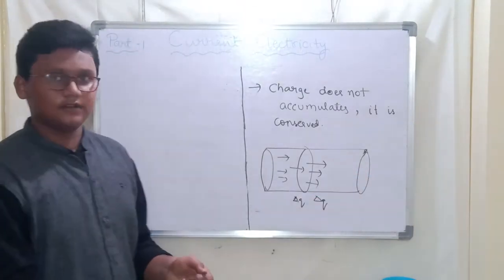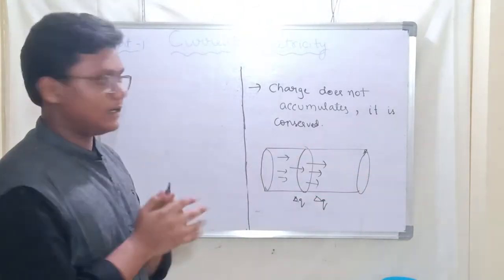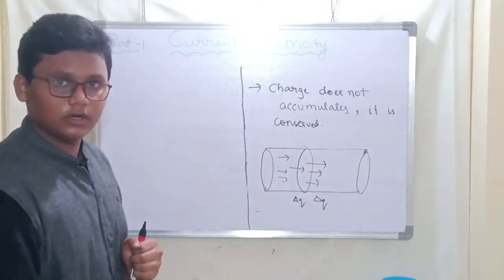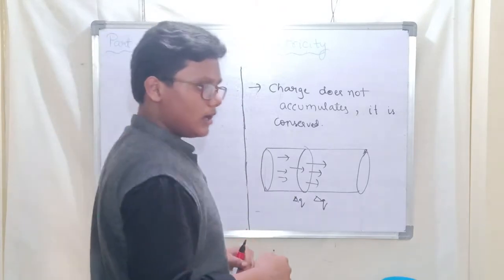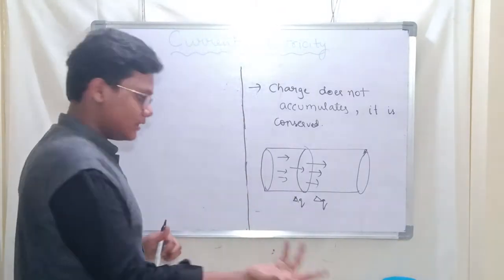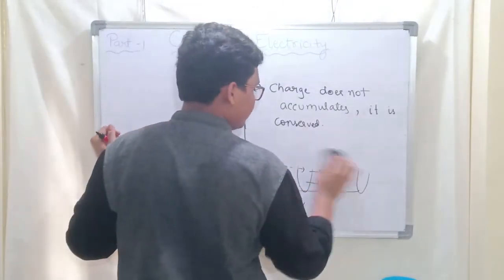The charge is conserved, neither created nor destroyed, and it is not accumulated, meaning it is not gathered inside, not stored, not increased. How much is coming, that much will go. Charge is conserved. This is one of the main points.